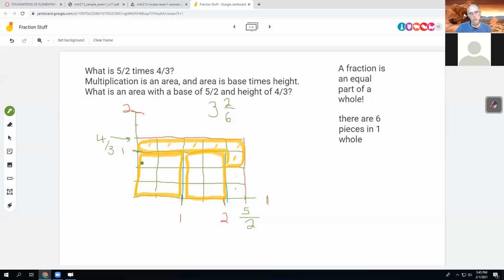Another way to talk about the answer is the total number of pieces that I talked about before. So I could also say this grid I've made has 1, 2, 3, 4, 5 columns and 4 rows. 4 times 5 is 20. So another answer here is there are 20 pieces in my area, and those pieces are sixths. So I could say the answer is 3 and 2/6, or I can say the answer is 20/6 on what I have so far. Questions on that yet?